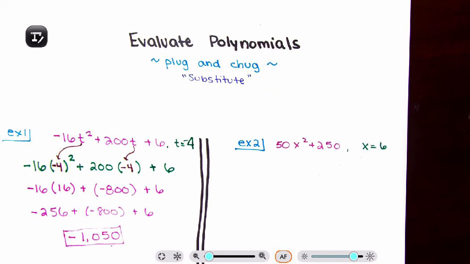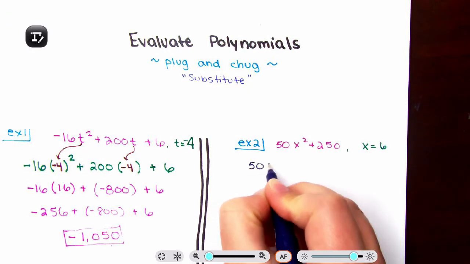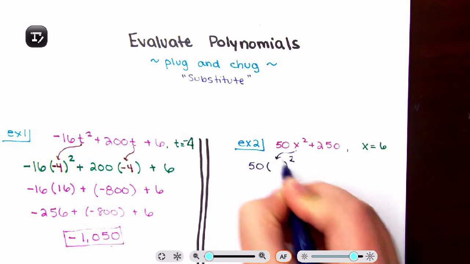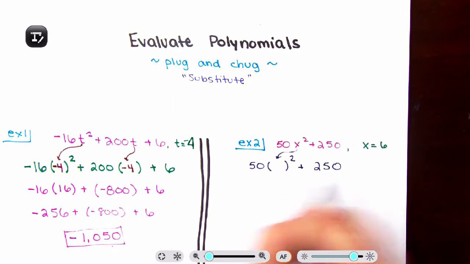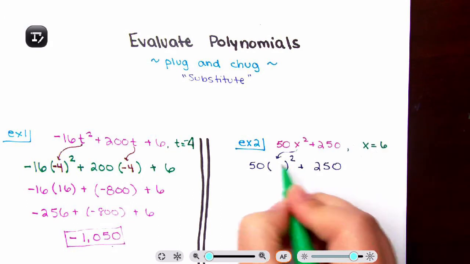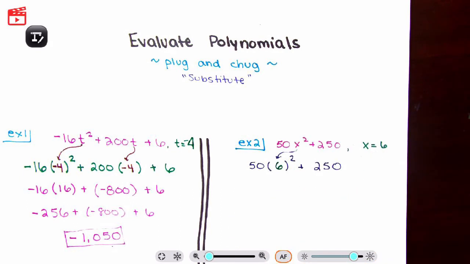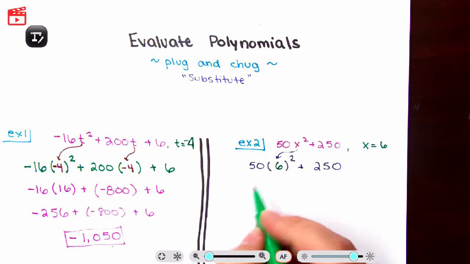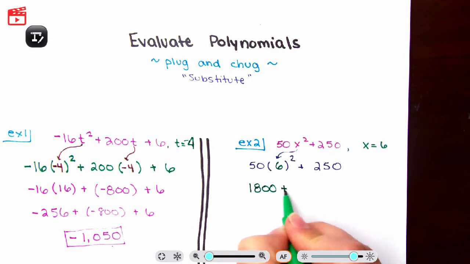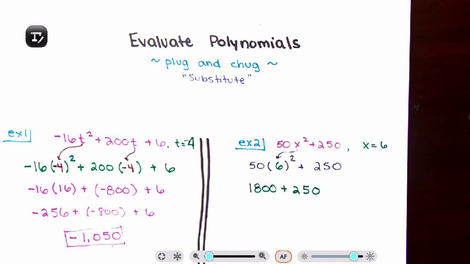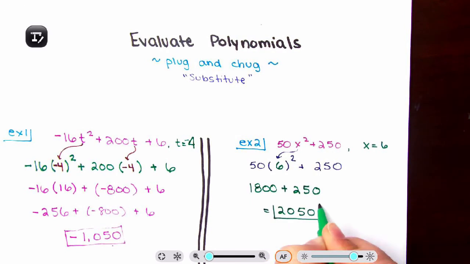Let's try this again, but now with a positive input. So again, rewrite it. Instead of your variable, you're going to leave a bubble. And inside that bubble, that's where you're going to put your input. In this case, our input is 6. So I have 50 times 6 squared, which is 36. And that gives me 1,800. And I'm going to add to that 250, which gives me a total of 2,050 as my final answer for the polynomial.